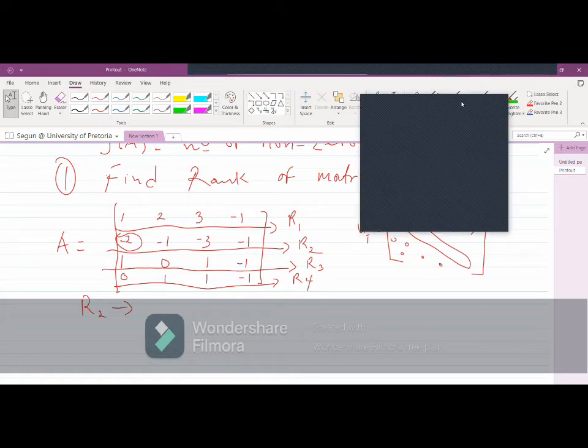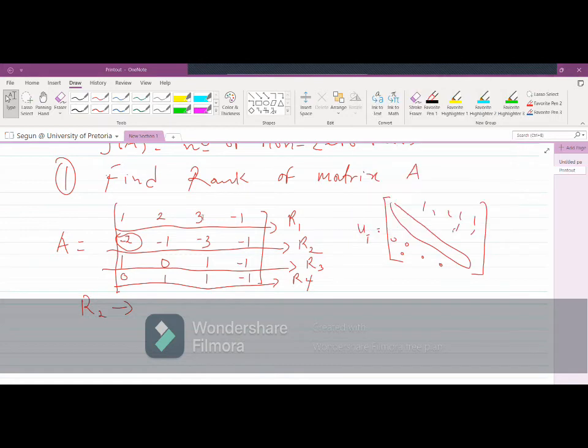You are complicating the issue. You can use any of the rows, but why can't we start by saying row 2 plus 2 row 1? Do you agree with me? Yeah, that is what I'm trying to say, sir. Oh, I thought you were saying row 3.